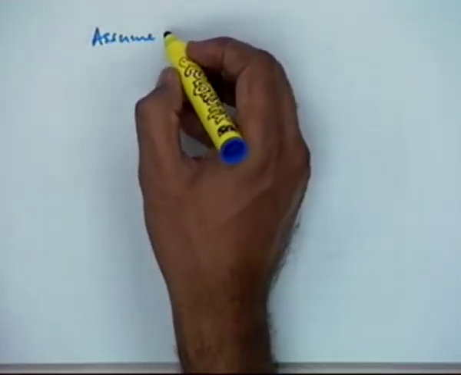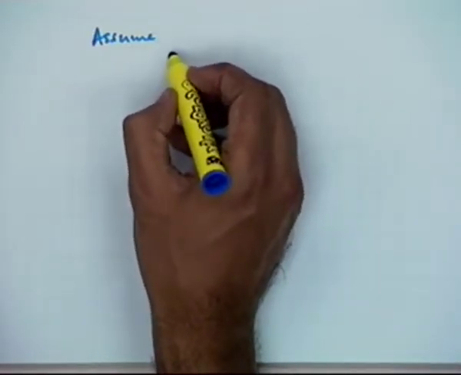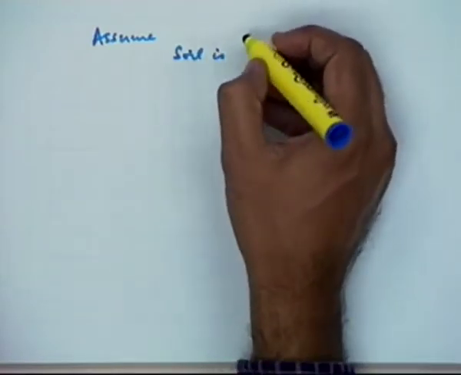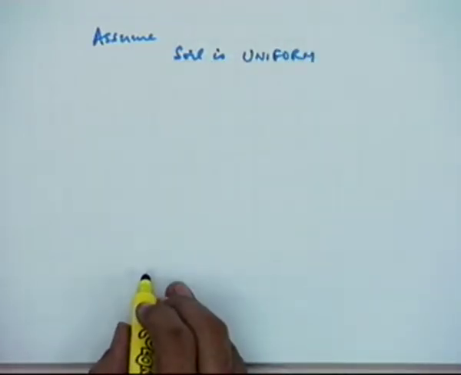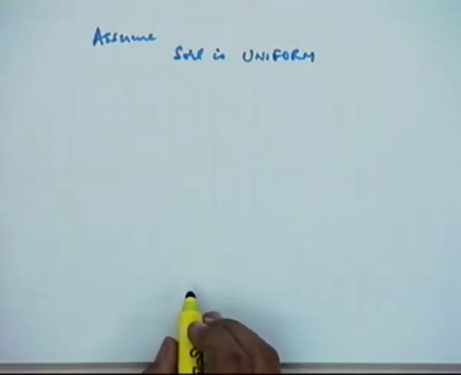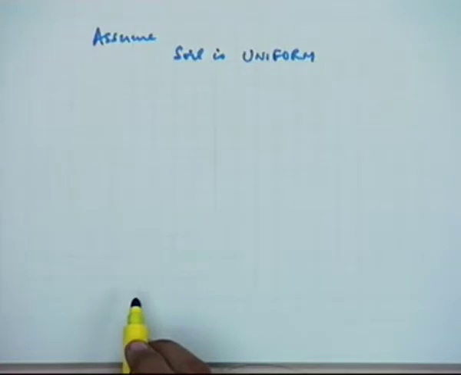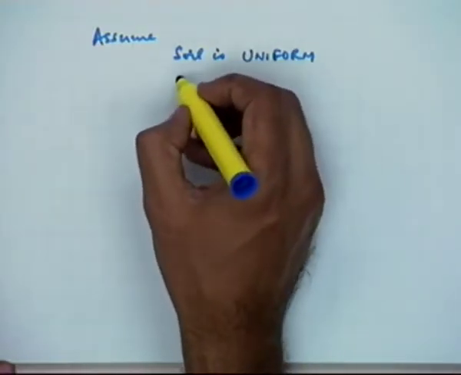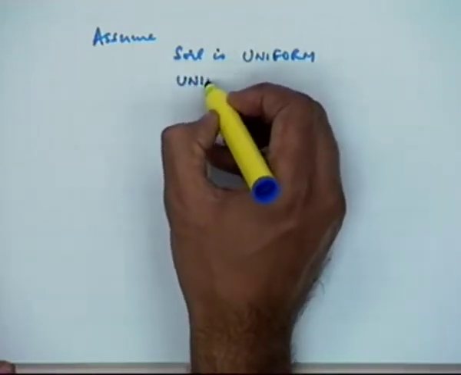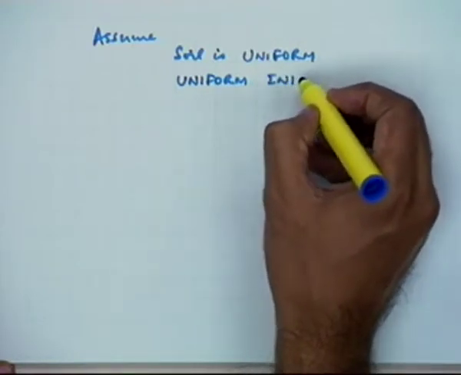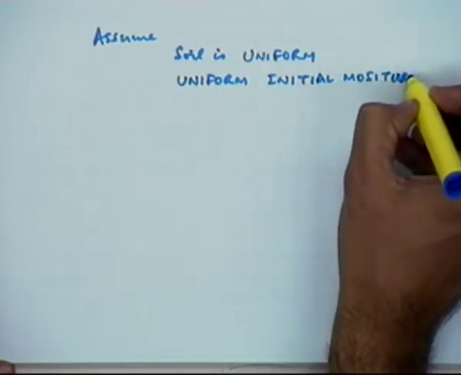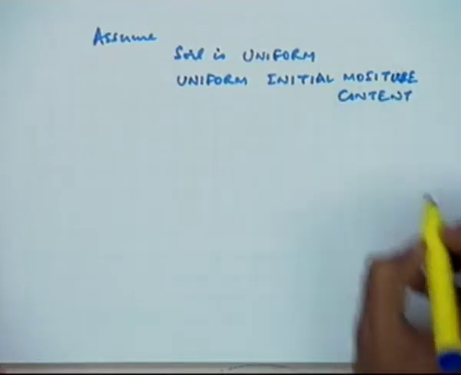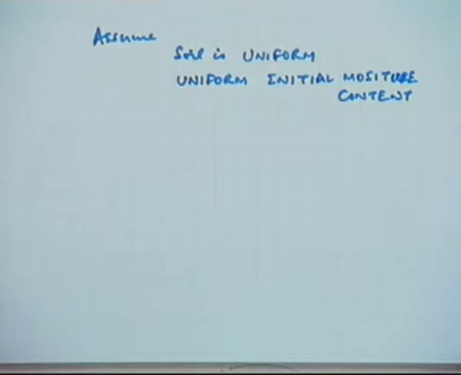Now let's assume that the soil is, we make two more assumptions. First, the soil is uniform. That means the soil characteristics are not changing for that particular field which is in question. And we also make another assumption that the initial moisture content is also uniform.